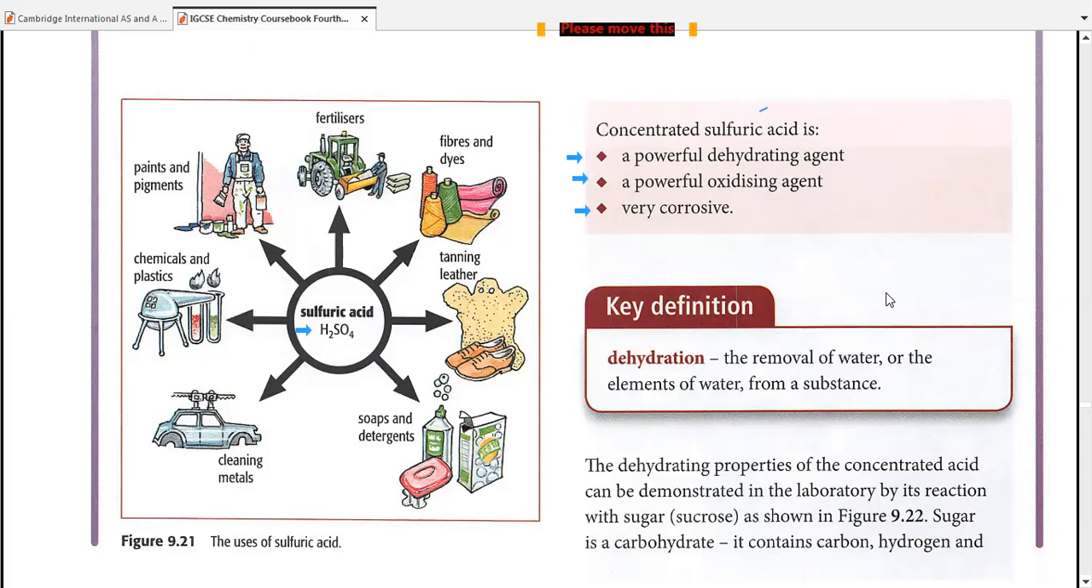Sir, maybe it can melt a metal. Good idea. But to melt a metal, we need heat.